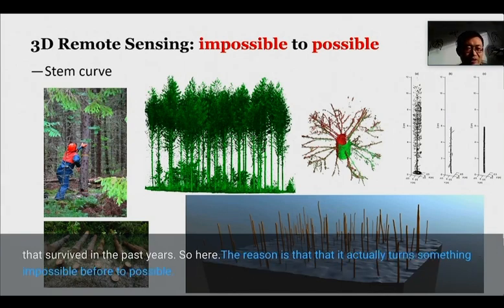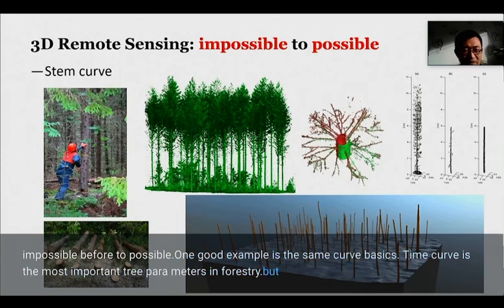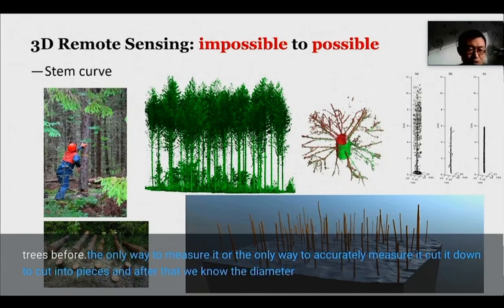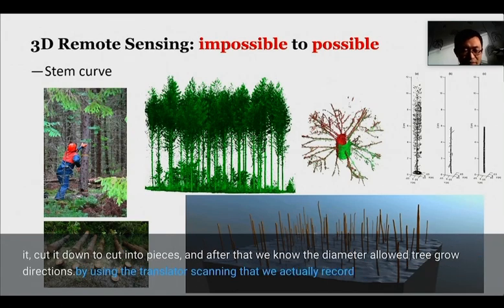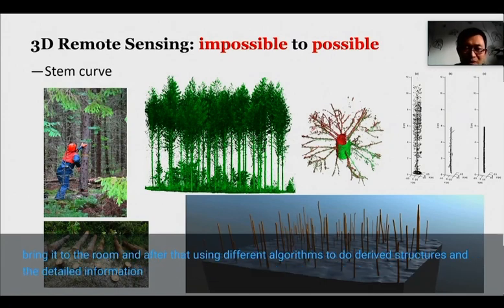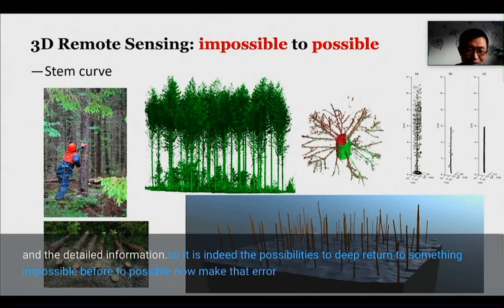One good example is the stem curve. The stem curve is the most important tree parameter in forestry, but it could not be measured for standing trees before. The only way to accurately measure it was to cut the tree down, cut it into pieces, and then know the diameter along the tree growth direction. By using terrestrial laser scanning, we record the forest in point clouds and bring it to the room. After that, using different algorithms, we derive the structures and the detailed information. So it is indeed the possibility to turn something impossible before into possible now, making terrestrial laser scanning survive in the past years' competitions.